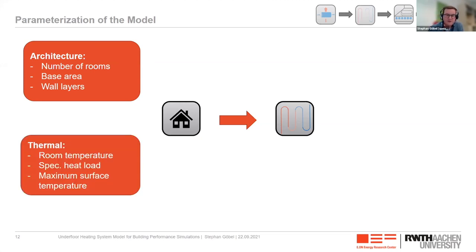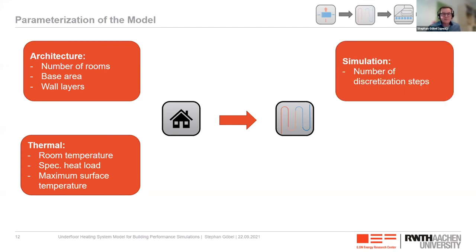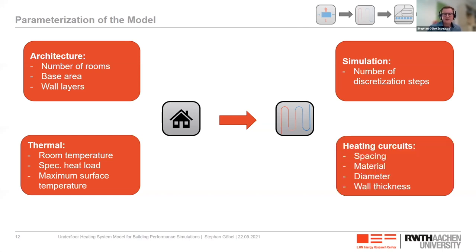In terms of thermal conditions, the model needs the target room temperature. It's important to calculate the design temperature and mass flows. We have the specific heat load of each room and the maximum allowed surface temperature. So if the surface temperature is higher than the maximum allowed surface temperature, the model gives a warning. You can also set the number of discretization steps. And for the heating circuit, we can set the pipe spacing, the pipe material, the diameter, and the wall thickness. But these parameters have default values, so they don't have to be set.